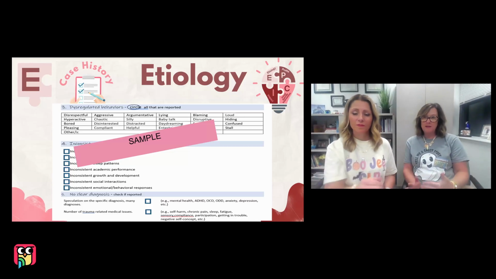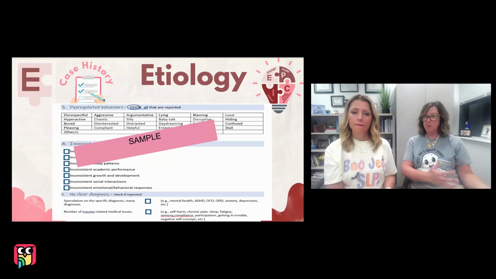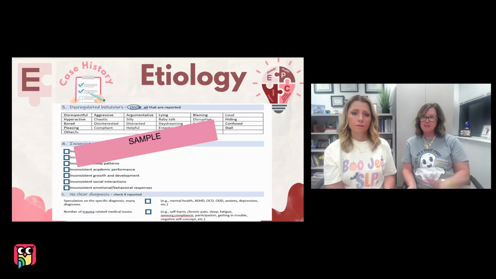We also really think it's important to see both things that are reported by parents as well as things observed by professionals. So this case history form gives a place to find all of those reported behaviors that we can be looking for as we start our observations.